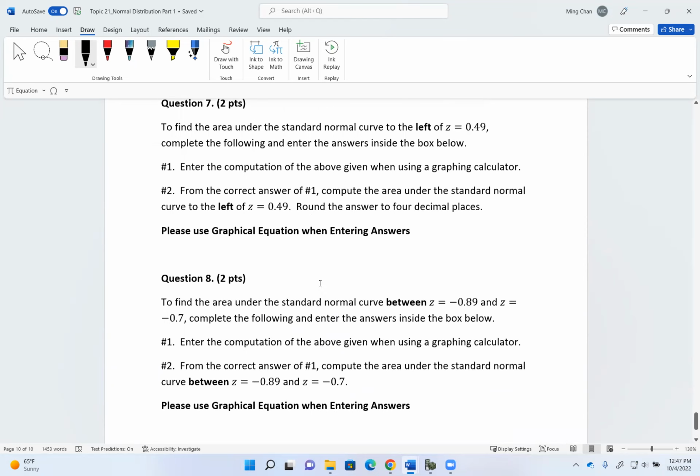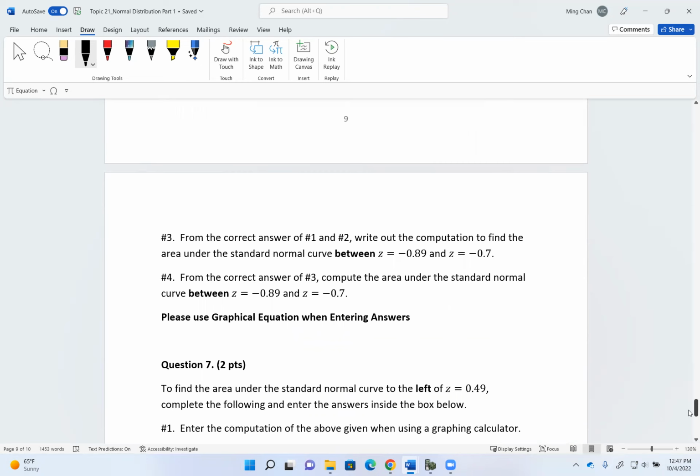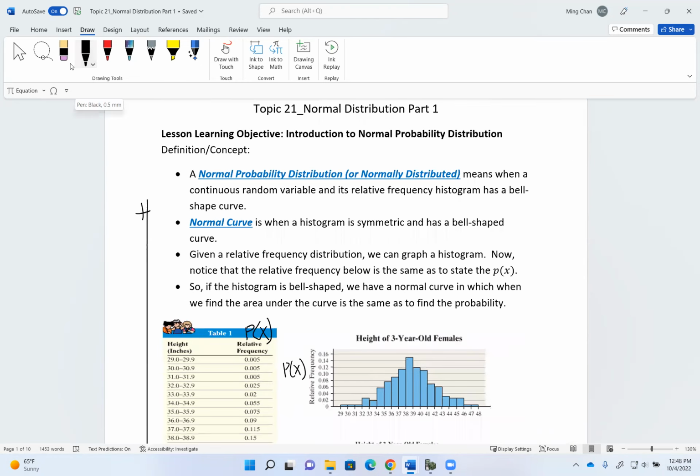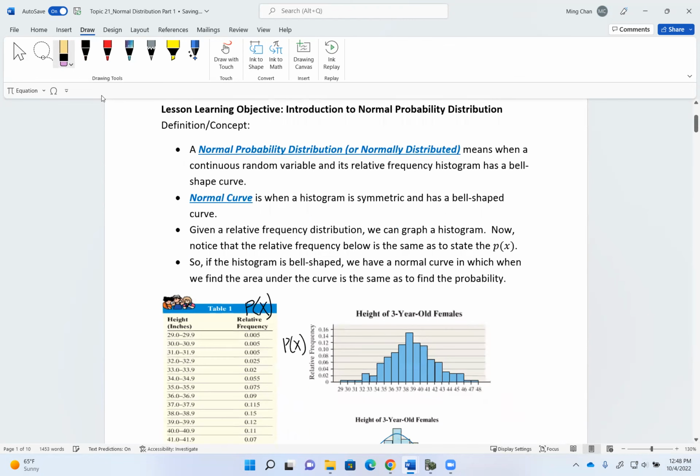So just real quick, showing you what it means to find the area on the normal curve, and what exactly a normal curve or normal distribution is. The normal distribution, or the normal probability distribution, is basically saying that my data displays a bell-shaped curve.